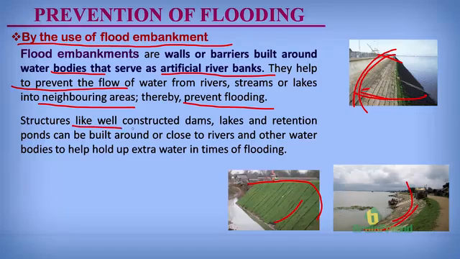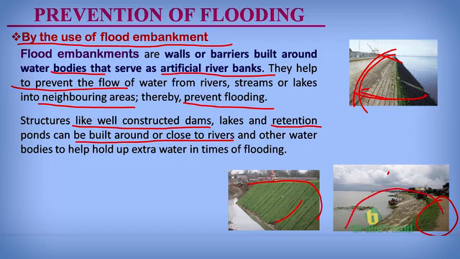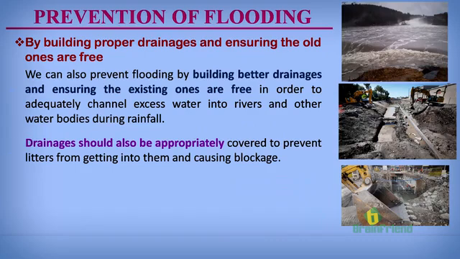Structures like well-constructed dams, lakes and retention ponds, artificial lakes in this case, can also be built around or close to rivers. So sometimes people could decide to build a dam on some part of this river or build an artificial lake around this area of the river in such a way that if this river should overflow, it will flow into the lake instead of flowing into nearby communities to cause flooding. All of these are ways to prevent the occurrence of flooding.